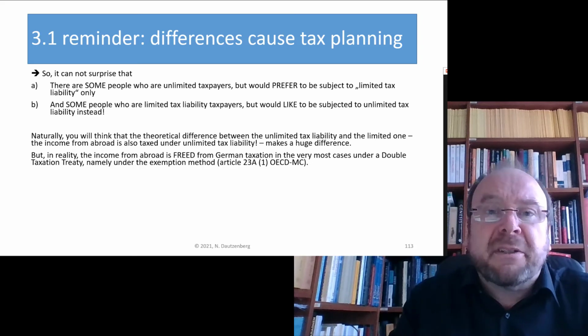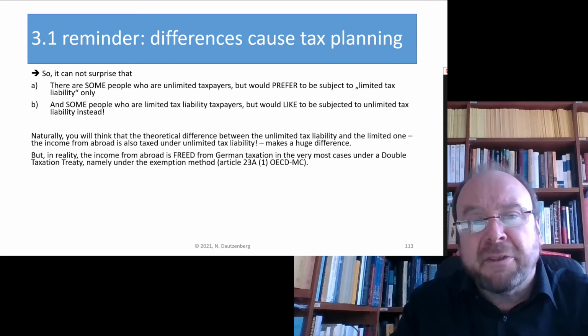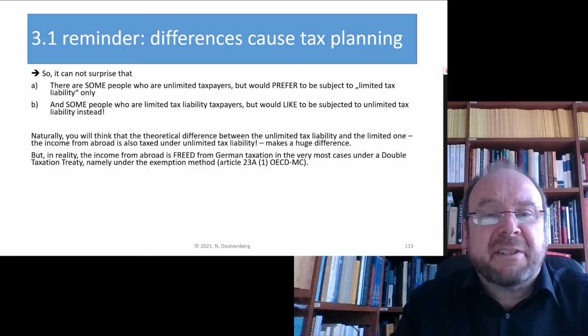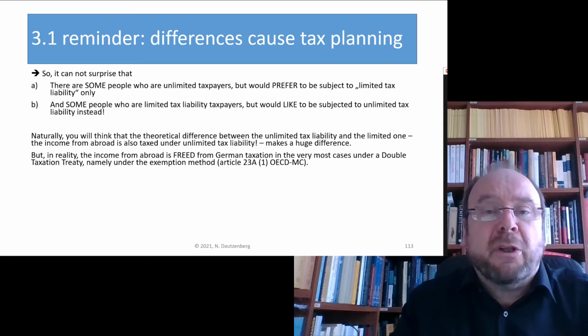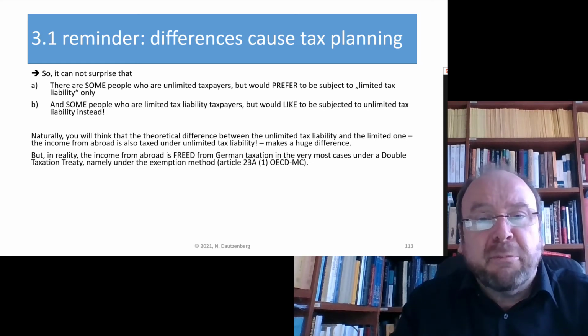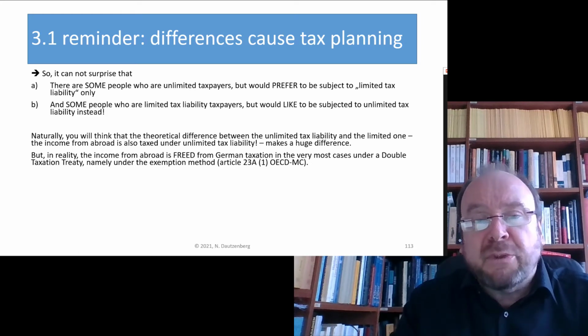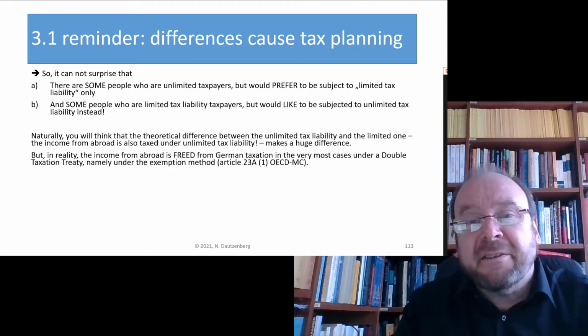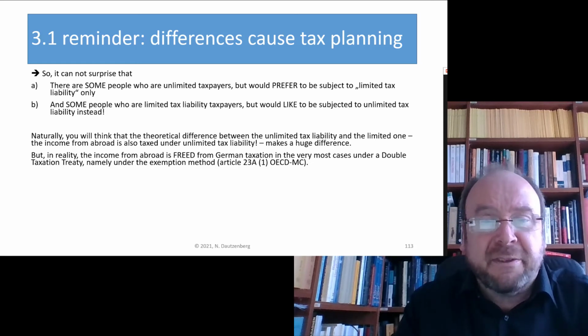You might say, well, but if you exchange the worldwide income against the inland income or the other way around, for example, if you are a limited tax liability payer, you don't want to change over to unlimited tax liability because then the worldwide income becomes taxable. But, ladies and gentlemen, in most cases, your inland income is your worldwide income. And in most of the remaining cases, most parts of your income from abroad are tax-free under the exemption method in the inland under a double taxation treaty. So the question how much is taxed usually does not make a great difference.